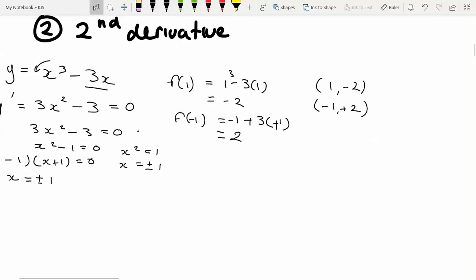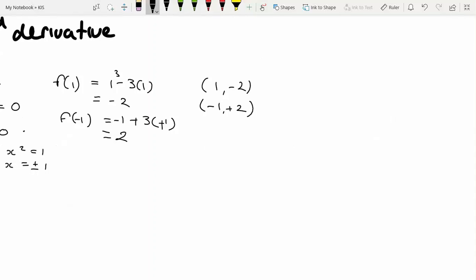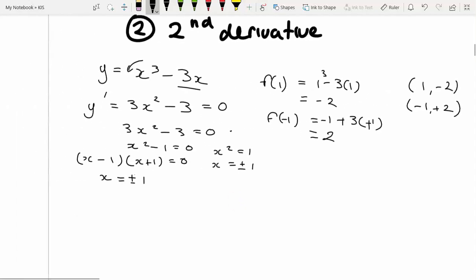So the first method I'm going to show for how to tell whether these two turning points are maximum or minimum turning points is using the second derivative. This is usually my preferred method because it doesn't include as much messing around and you don't have to substitute as many numbers in. It can also be useful for finding points of inflection, which we will go over next lesson. All we do for the second derivative is literally what it sounds like. We derive again. So y double dash is equal to 6x minus 0, or plus or minus 0, it doesn't matter, because the 3 will derive to 0.